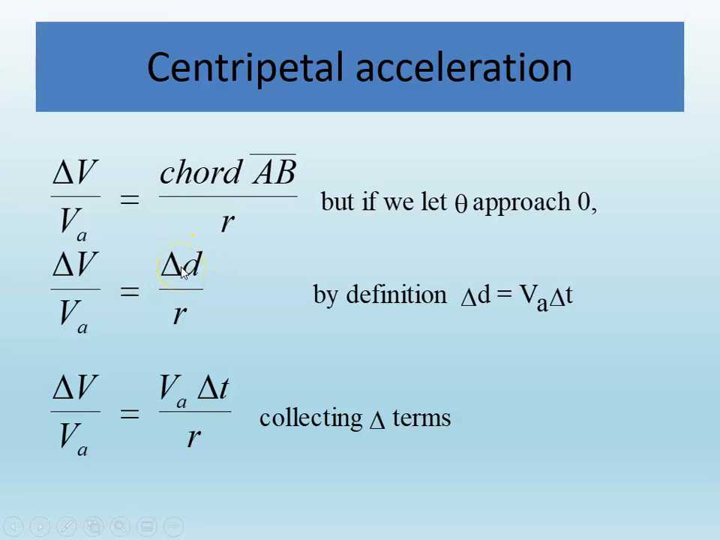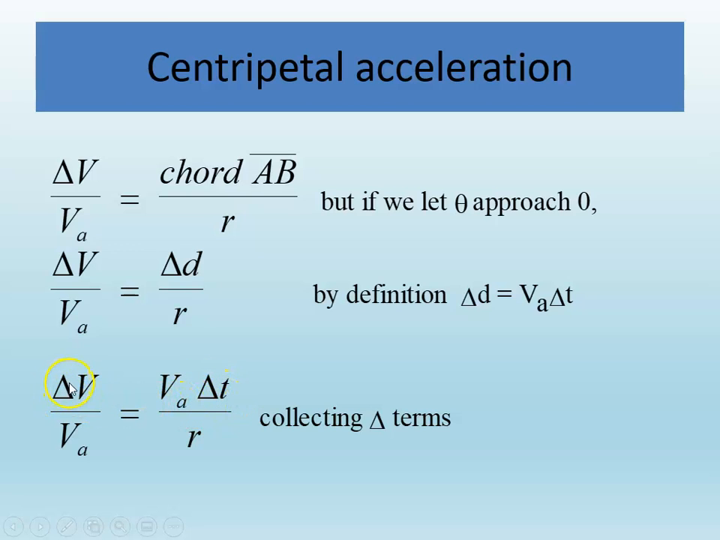Well, wait a second, I know what distance is. Distance is velocity times time, or at least average velocity times time, and it's the same thing if we let the angle become small. Oh, well, that velocity is the same as the velocity down there. So here's what I'm going to do. I'm going to multiply both sides by this v sub a term to get this out of the denominator, and I'm going to divide both sides by delta t.